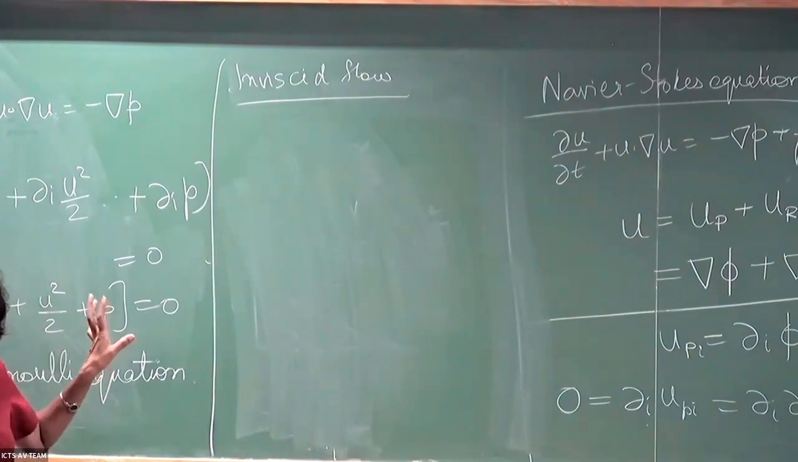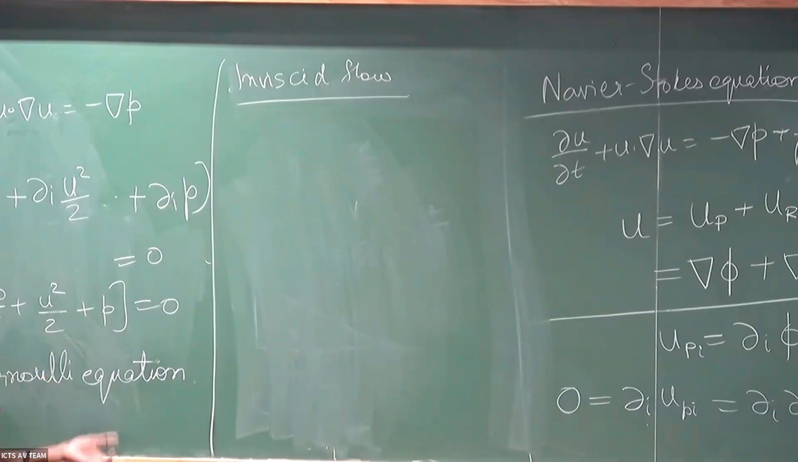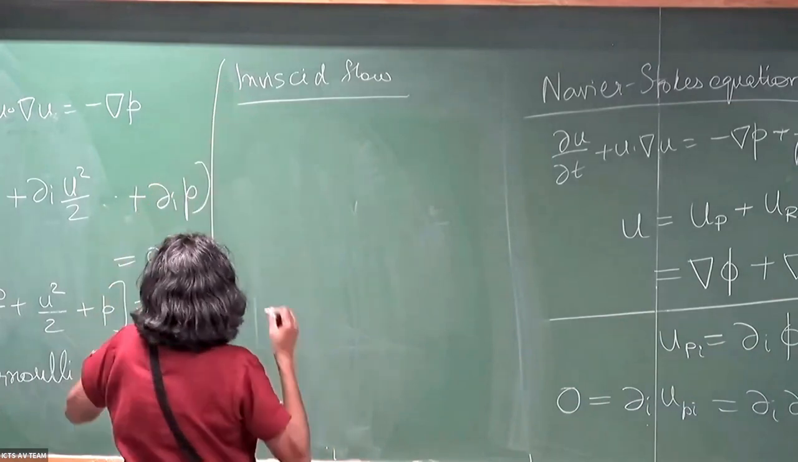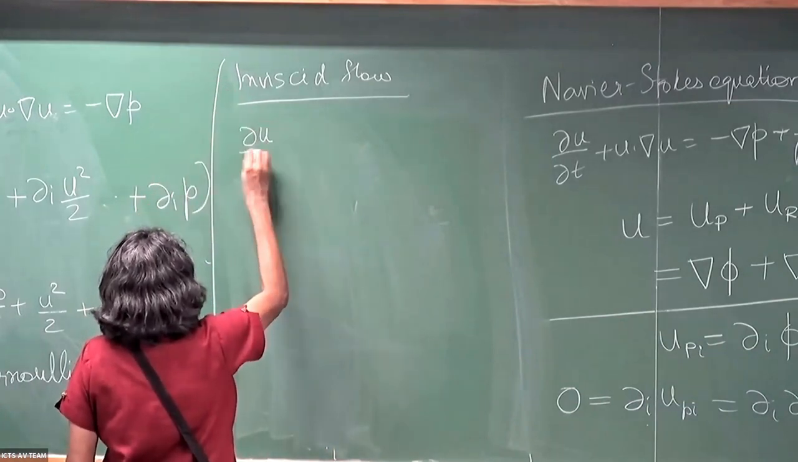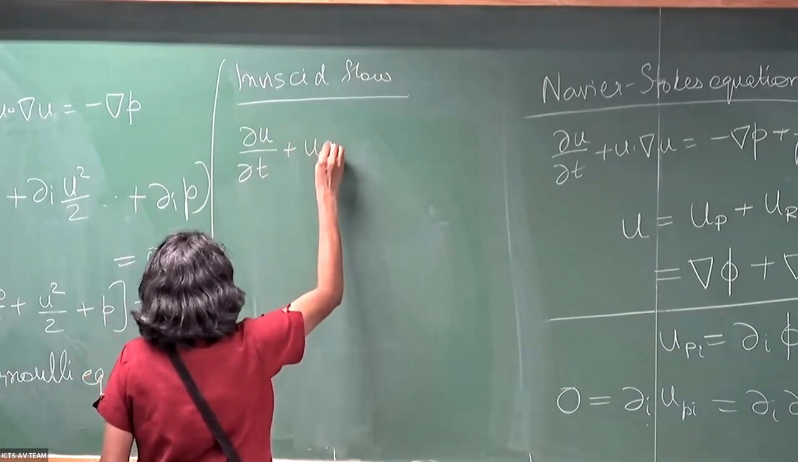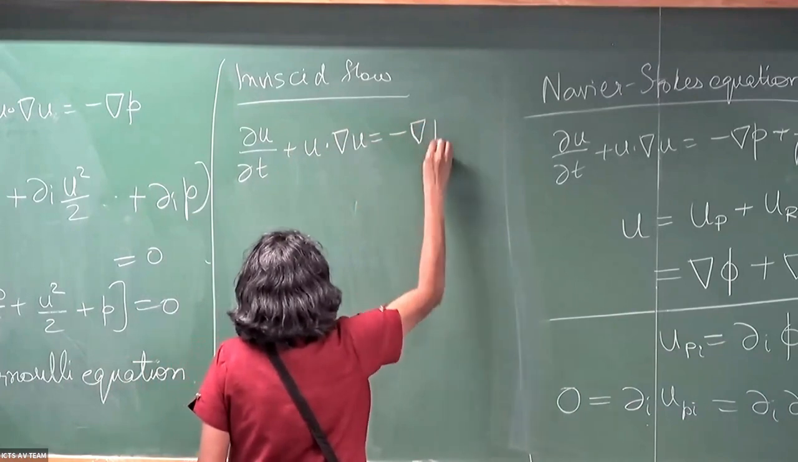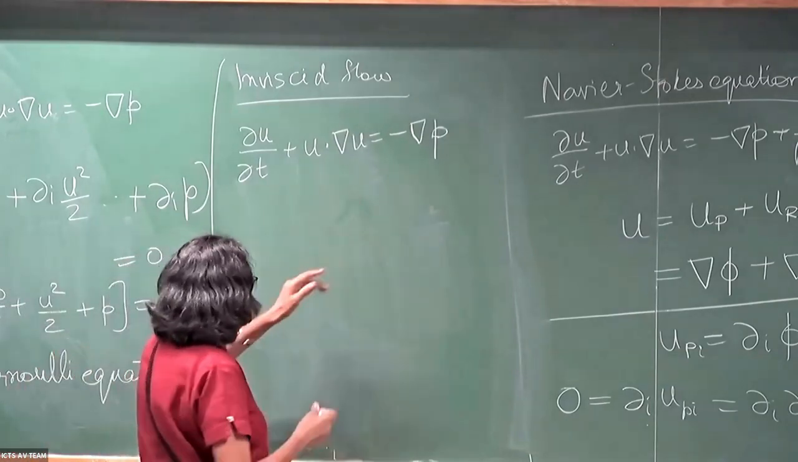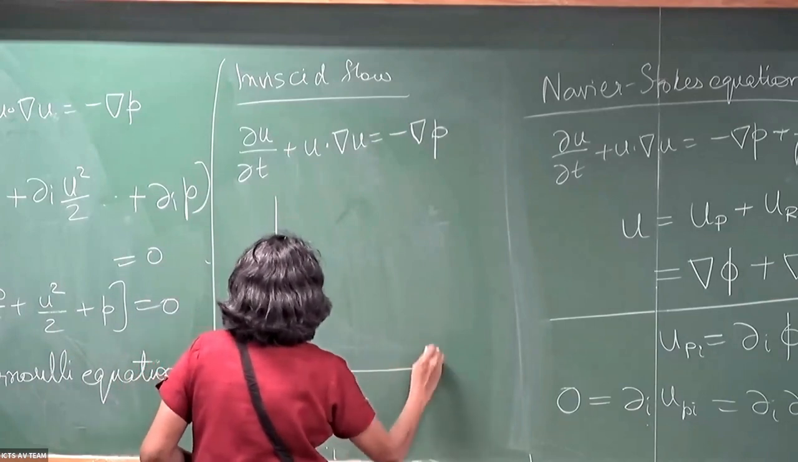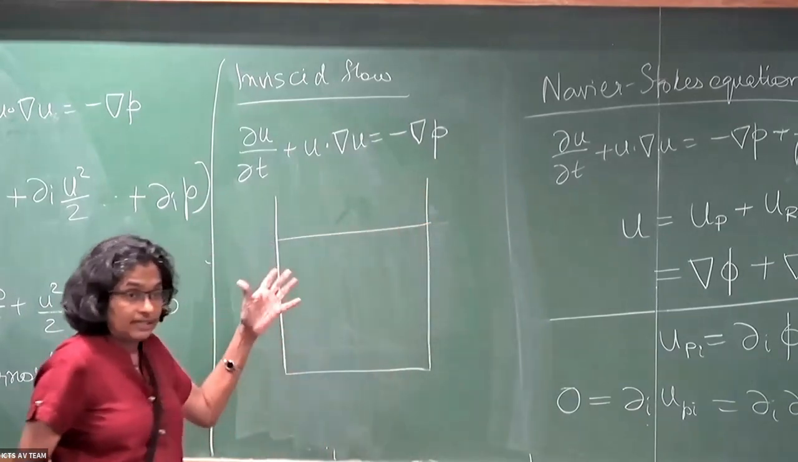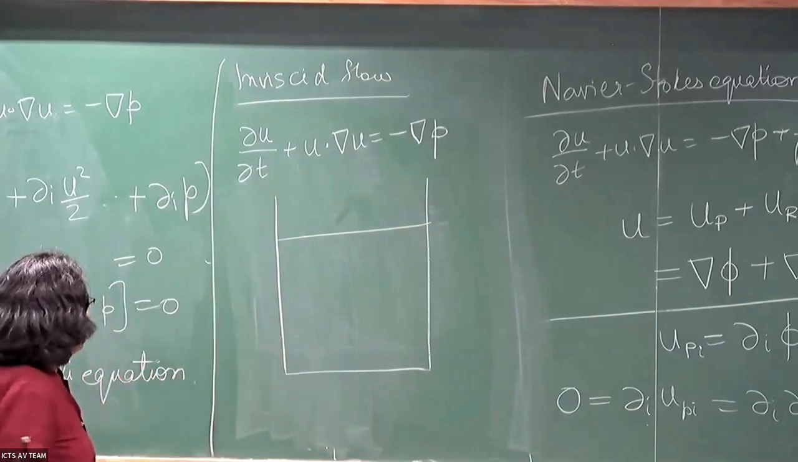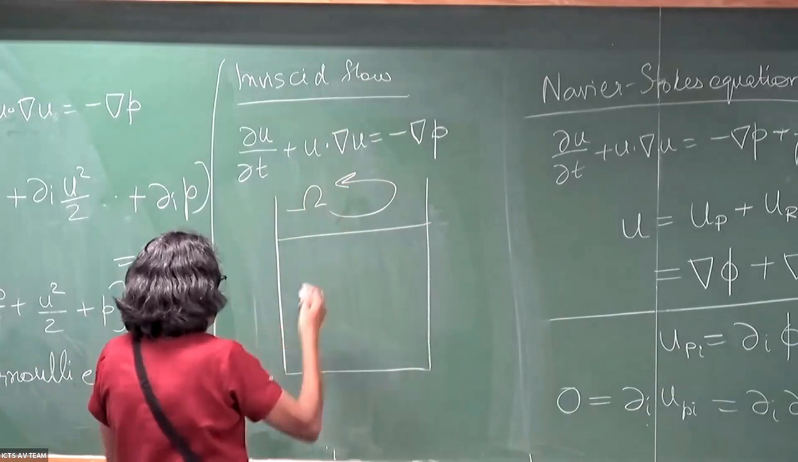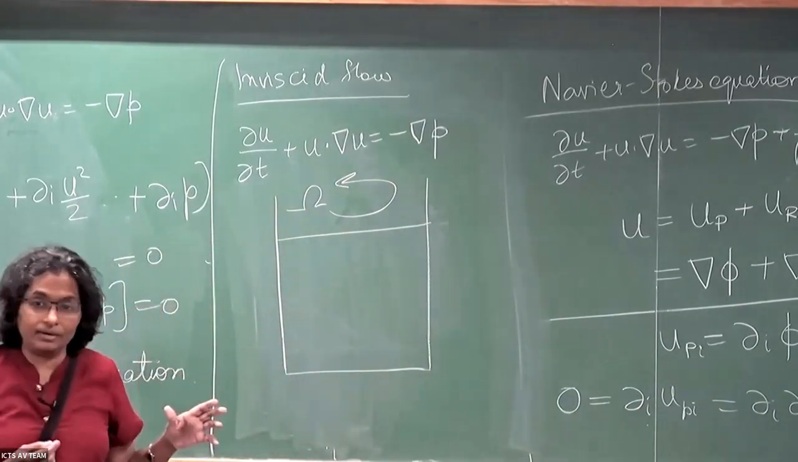So we're going to do an example with an inviscid flow where we're not going to worry whether it's potential or not. So let's write that down. Here is the inviscid equation. In fact, I could even write the viscous term, but it won't come in this problem. So what I've got is a big vessel of some liquid, let's say water. And then I'm going to rotate this whole vessel at some constant rate omega.